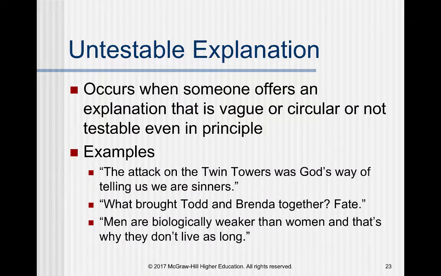Finally, untestable explanation fallacy occurs when someone puts forth as evidence something that's either vague or circular or simply cannot be shown in any way to be true, even in principle. Here are a couple of examples. The attack on the Twin Towers was God's way of telling us we're sinners. Well, since the concept of God isn't provable, at least not in any way that we can verify, then there's no way to prove or disprove this statement. It's simply an untestable opinion.